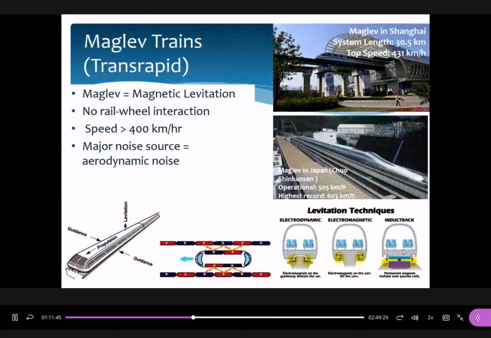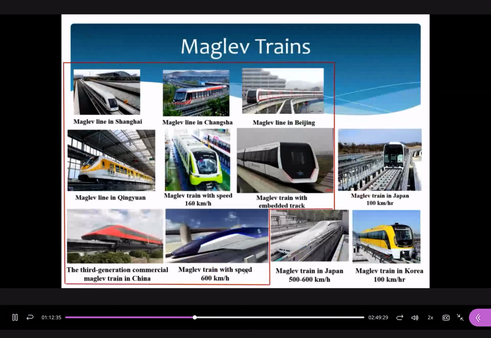Okay, maglev trains. The working principle is simple. We do not make use of wheels. Although we do not use wheels, it doesn't mean that we do not have vibrations. You still have vibration effects. Depending on the magnetic levitation techniques, the speed can be more than 400 km per hour. They are very high speed maglev, such as in Shanghai, where the top speed can be up to 431 km per hour, and the fastest in the world is in Japan, up to 603 km per hour. Normally, we still have some low speed maglev trains in China. I summarize some examples here in China, in Japan, and in Korea.